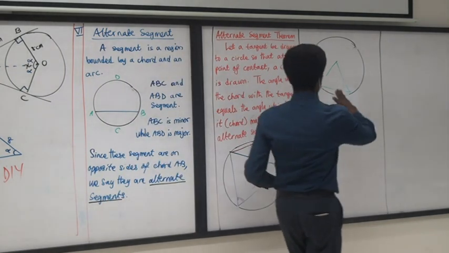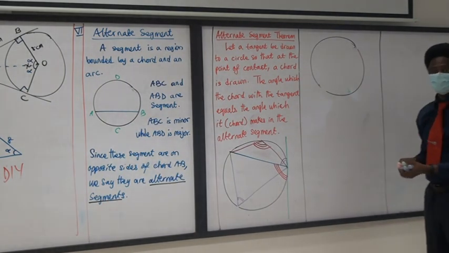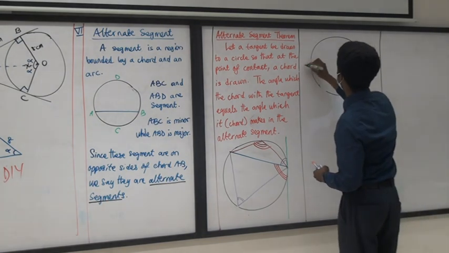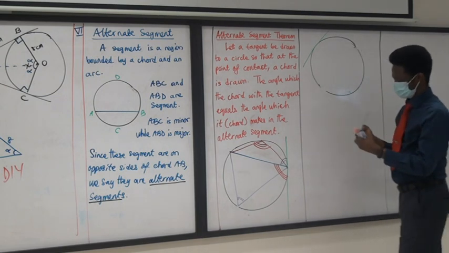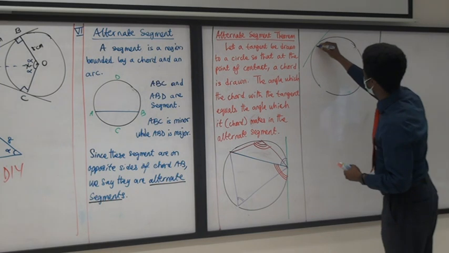Let's take one more here. But I won't do 2 so that it's not confusing. Let's say I draw a tangent here, and at the point of contact, a chord is drawn. Let's have a purple chord this time.